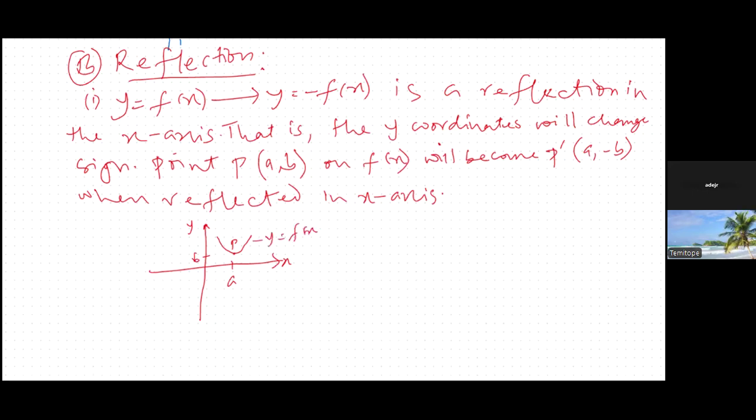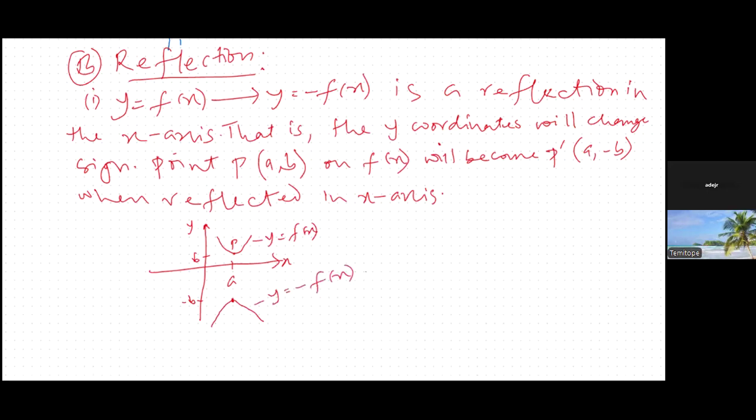Now, a reflection in the x-axis means this image, this curve, will cross this x-axis. So this B will now become minus B, meaning that point P here will now come here, and the graph will now go this way. Is that clear? So this is now the graph of y equals minus f of x.